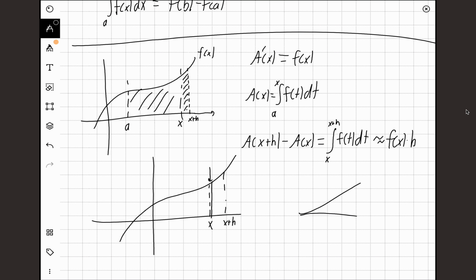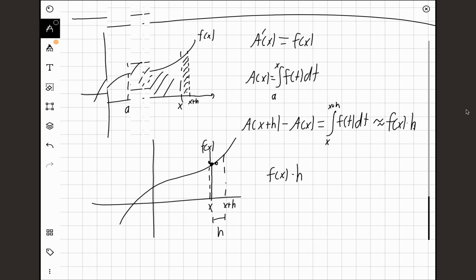No matter if the function is increasing or decreasing or about constant, if I zoom in close enough, any function will basically be a straight line at that point. Which means that if I want to calculate the area of this rectangle, I just have to multiply the base by its height, and its height will just be f of x. Because f of x and f of x plus h are so close to each other, they will basically have the same height. So the height of the rectangle will be f of x, and the base of the rectangle will just be h. So the change in my area function will approximately be f of x times h, if h is very small.